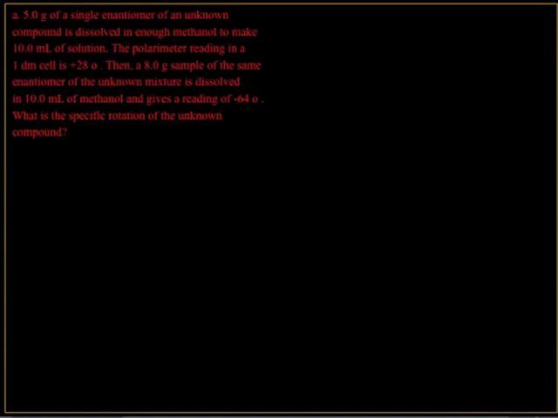Okay, so I made this one up. Hopefully everything works out. We've got 5 grams of a single enantiomer of an unknown compound, and you dissolve it in enough methanol to make 10 milliliters. So the first sample's got 5 grams in 10 milliliters. That's 0.5 grams per milliliter. And what's that give? The polarimeter reading in a 1 decimeter cell is plus 28 degrees.